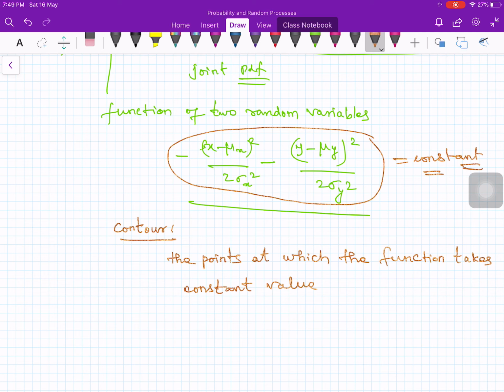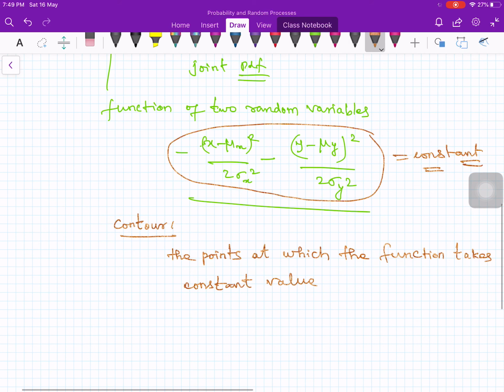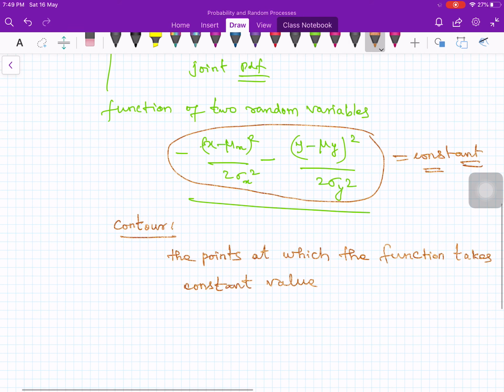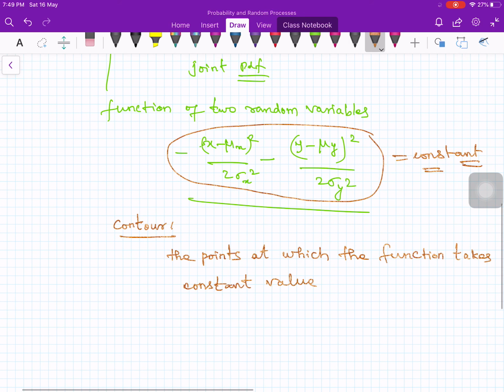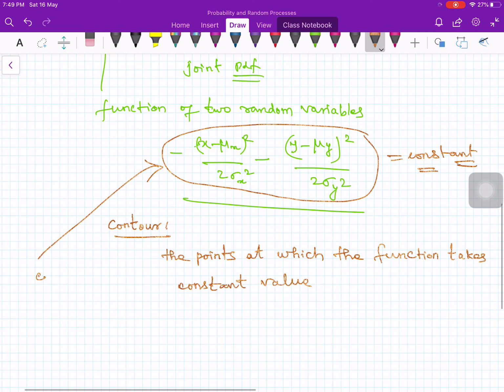So what is the shape of the set of points where this is a constant? It looks like an ellipse. Consider all x's and y's for which this expression is a constant.